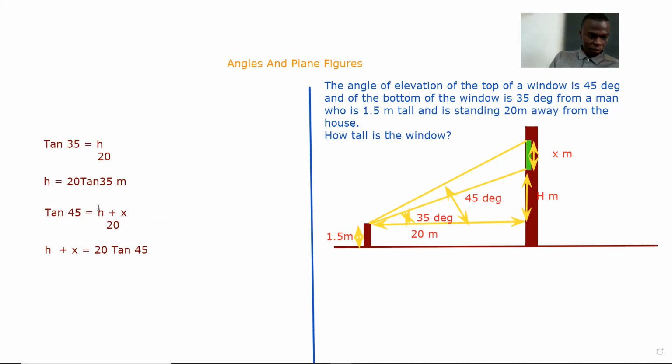Now once you have that, we can replace where H is with 20 tan 35, because H equals 20 tan 35. So we can say 20 tan 35 plus X equals 20 tan 45. With that, I can find that my X will simply be 20 tan 45 minus 20 tan 35. And if you have your calculator, you can work that out and find your answer. So basically, that's how you do it.